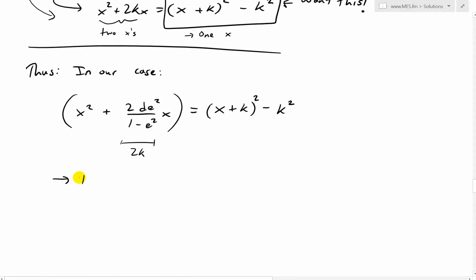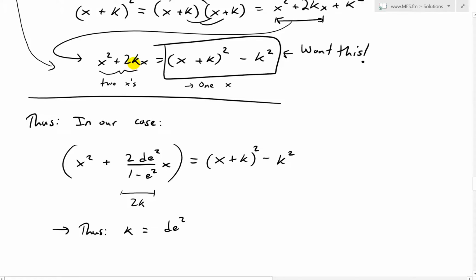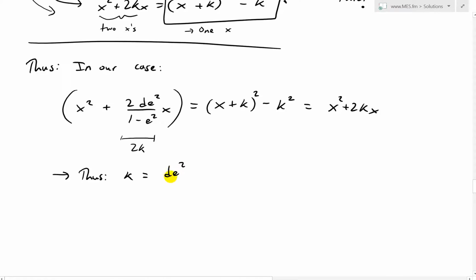So thus k equals d e squared over 1 minus e squared, because we want to make it look exactly like 2kx. Now let's write it here as well. This can be x squared plus 2kx like that. So k is going to be d e squared over 1 minus e squared, and then k squared is going to be the square of that. This is just going to be d squared e to the 4 over 1 minus e squared, all squared like that.